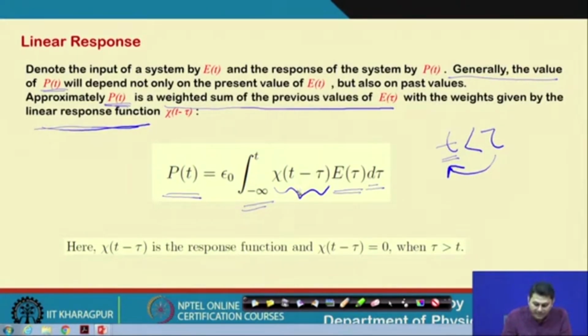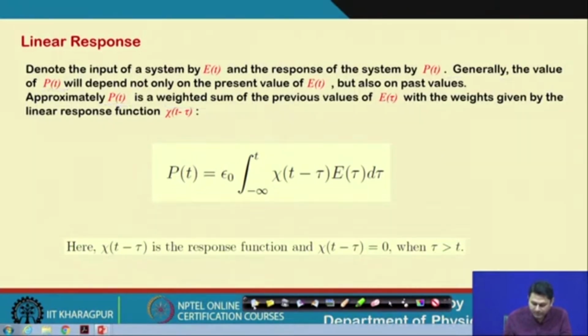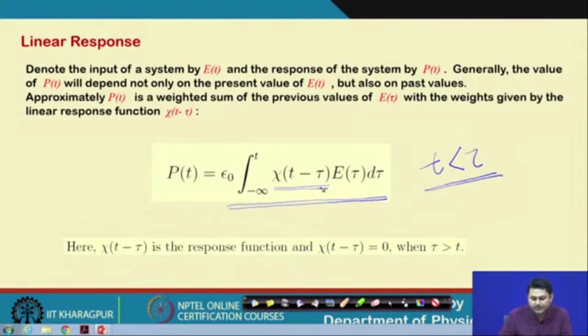This factor basically gives you what should be the response of the system. That means I integrate these things over that, and as a result I am getting something in terms of P, here this is the polarization. So, I am getting the polarization after integrating the electric field over the entire time, and this time span is tau less than t, this is the condition that tau is some earlier time, and when I integrate it over, I must have some weight factor or linear response function here.